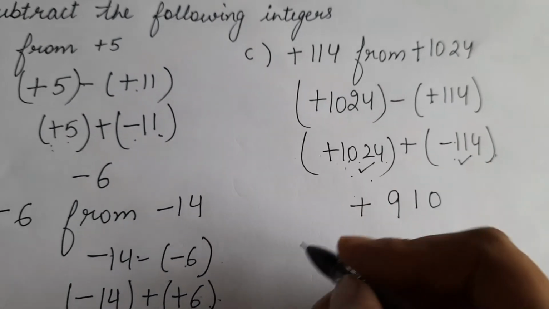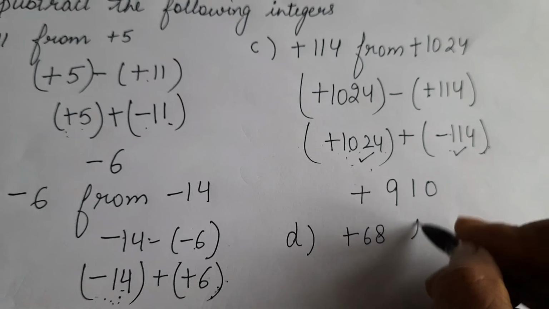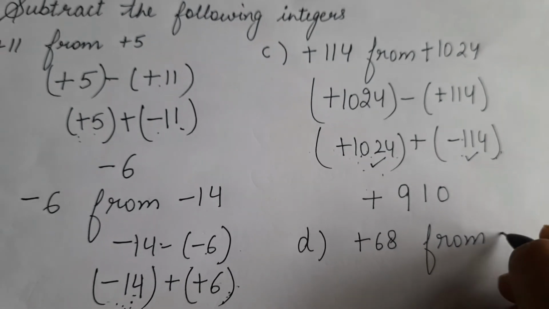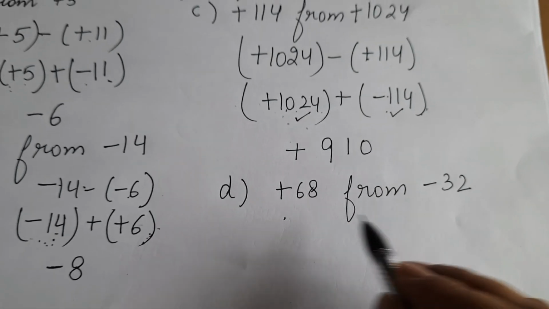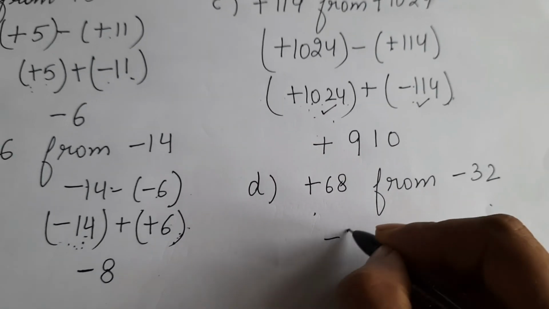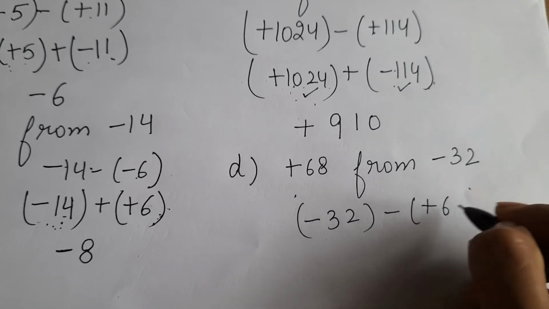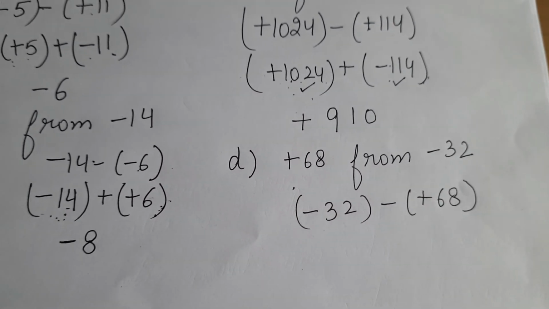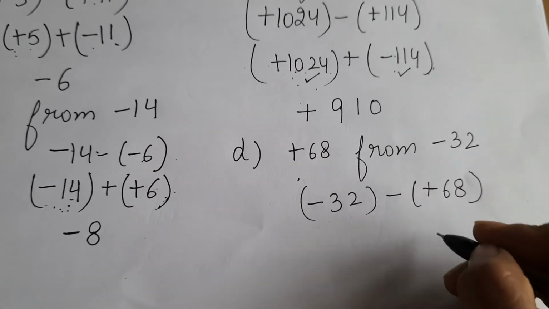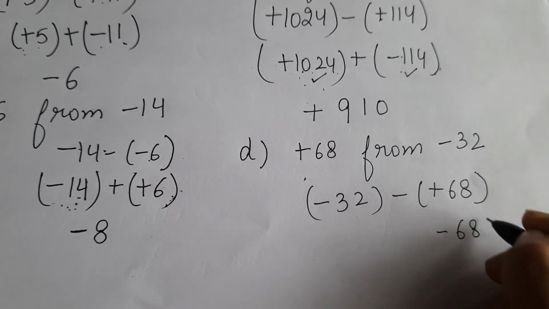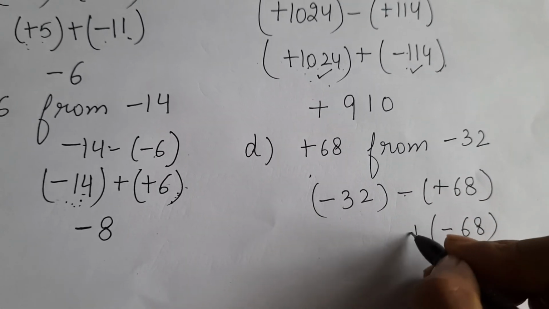Fine. D part is plus 68 from minus 32. We have to subtract plus 68 from minus 32, means हमें minus 32 में से plus 68 को subtract करना है. और जब हम subtract करते हैं तो जिस नंबर को हमें subtract करना है उसका sign हम क्या कर देते हैं? Change कर देते हैं. So plus 68 will become minus 68 and this minus will become plus.